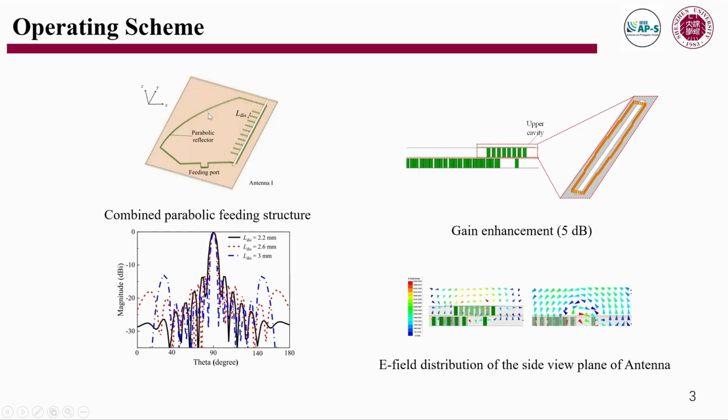The parabolic reflector is designed in a single-layer PCB structure by using metallic vias. It is a 2D structure. From its radiation pattern, we can see that a directive beam can be achieved. The gain enhancement of the long slot is shown in this figure. By adding upper cavities above the long slot structure, nearly 5 dB gain enhancement can be achieved.